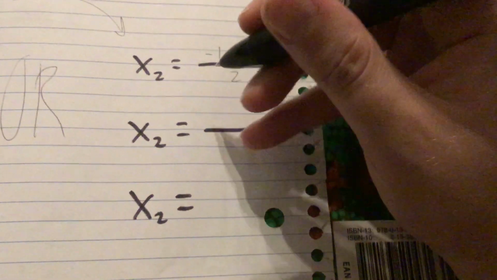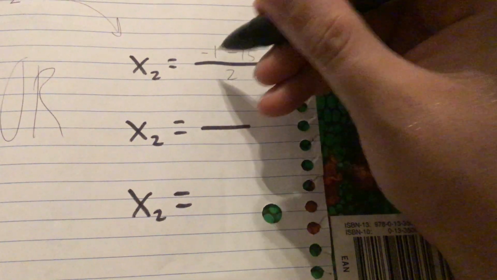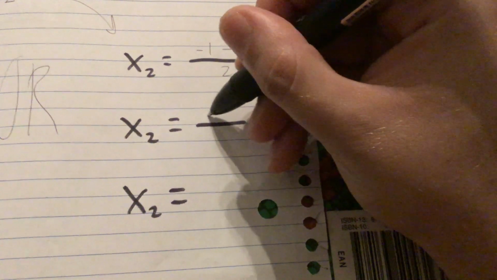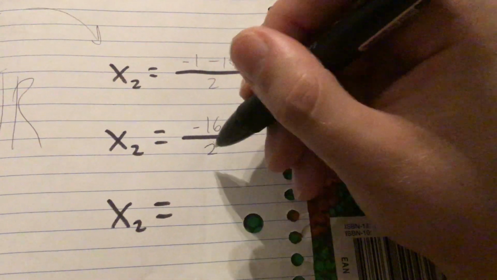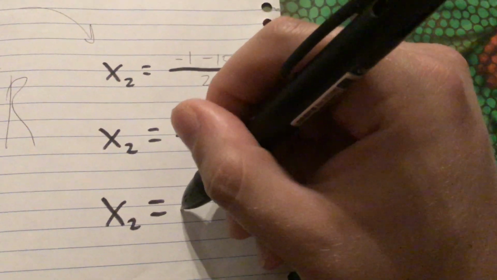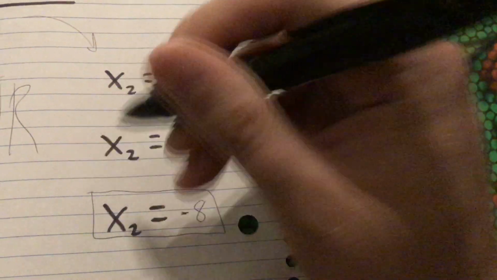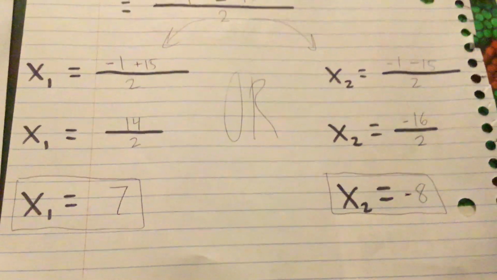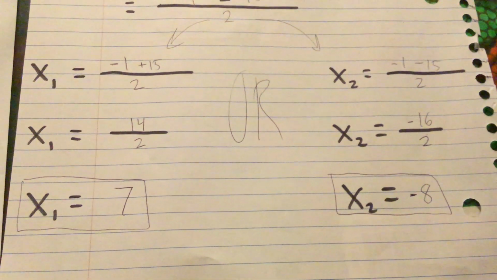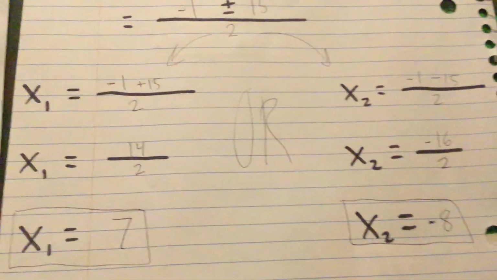Okay, let's take a look at the right side now. x2 is negative 1 minus 15 over 2, which is negative 16 over 2. And negative 16 divided by 2 is negative 8. And just like that, we've got our two solutions. This time we did this problem with the quadratic formula. Okay, let's move on to our last problem of the day.